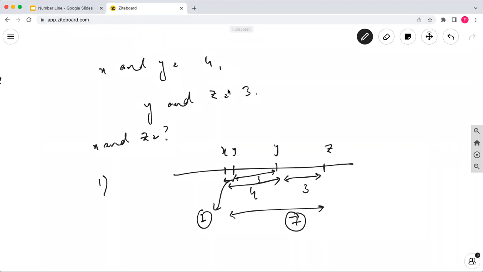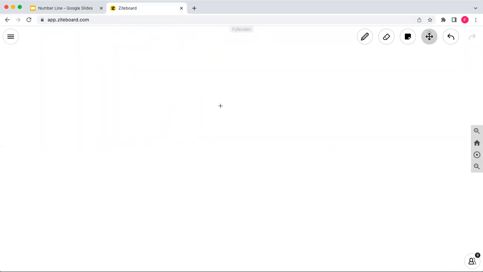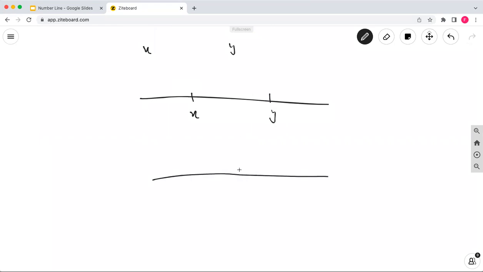Can you please repeat it again? I'll quickly repeat that. For example, if I have a number line, and I say x is 4 units away from y, right? First of all, I never said whether x is greater or y is greater. So I can do it this way, x and y. I can also do it this way, this is x and this is y. Doesn't matter, because the distance between them is 4, first thing. And the second thing is, I said that the distance between y and z is 3.